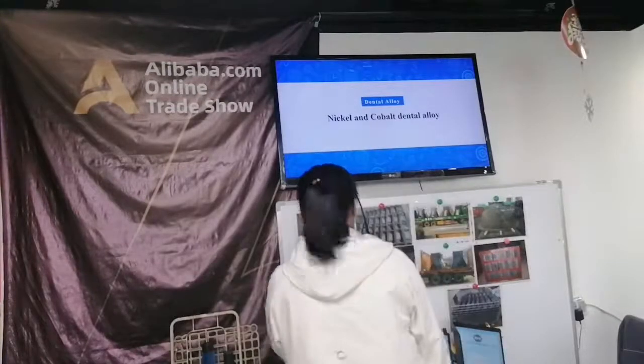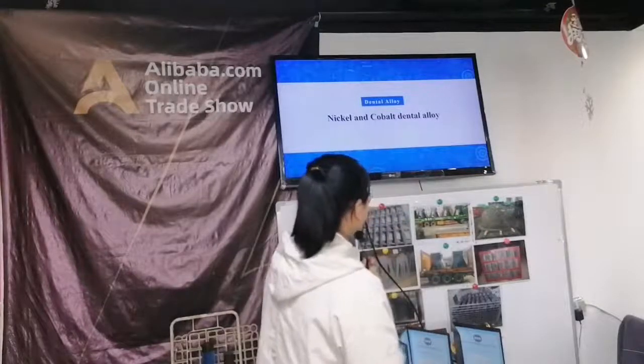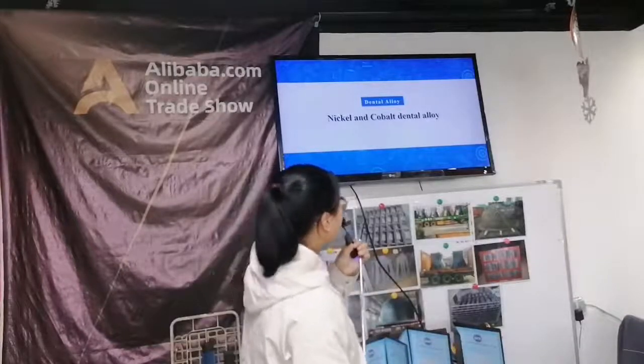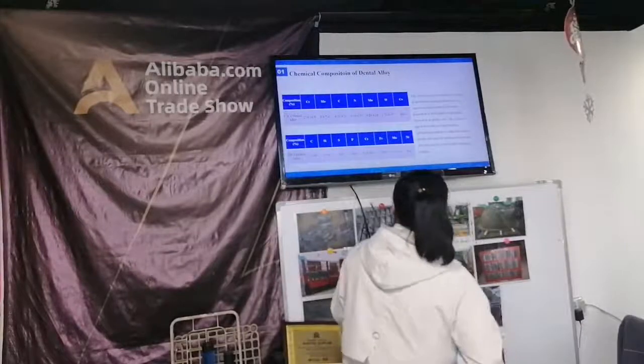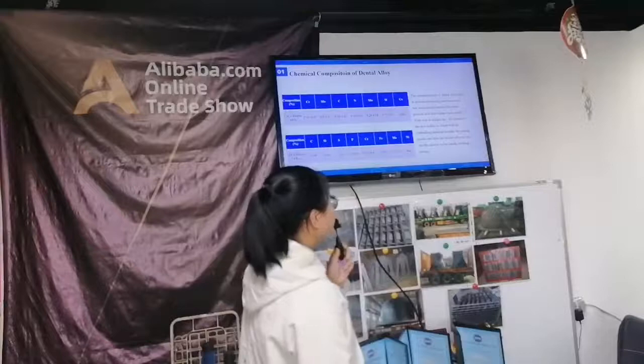Next, part 2. Dental alloy. Nickel and cobalt dental alloy. First one, chemical composition for dental alloy.